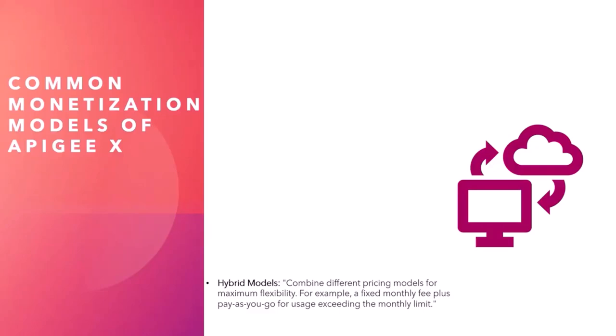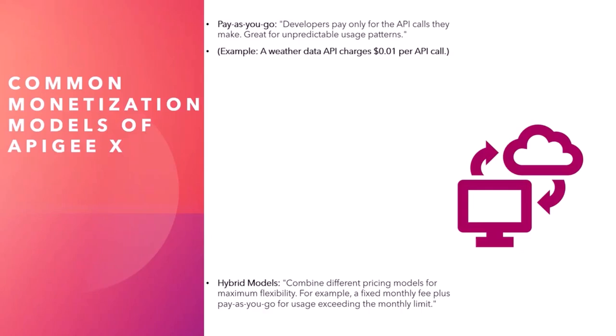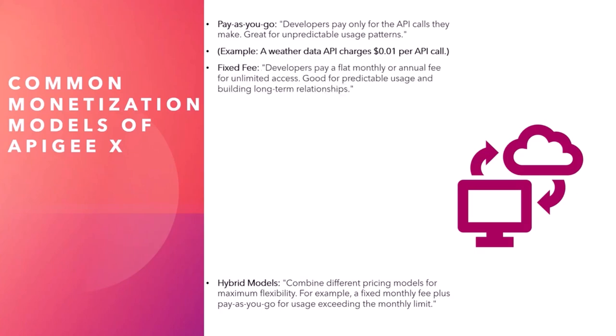So, what are the common monetization models for Apigee? Pay as you go. Developers pay only for the API calls they make. Great for unpredictable usage patterns. For example, a data API charges 0.01 per API call, or 1 cent per API call. And a fixed fee, where developers pay a flat monthly or annual fee for unlimited access, good for predictable usage and building long-term relationships.